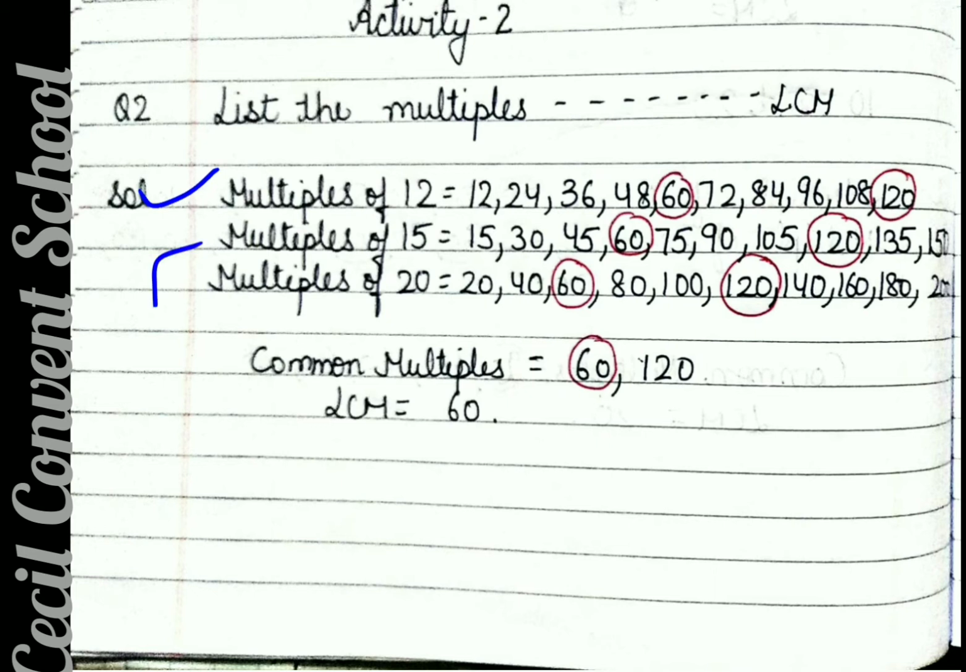Similarly, I will write down the table of 15 and 20. In the 15 table, we will write 15, 30, 45, 60. 15 fives are 75, 15 sixes are 90, 15 sevens are 105, 15 eights are 120, 15 nines are 135, then 150. Then you have to write down the multiples of 20. Means table of 20, only what to do? Only add 0 at the end. 20, 40, 60, 80, 100, like this.